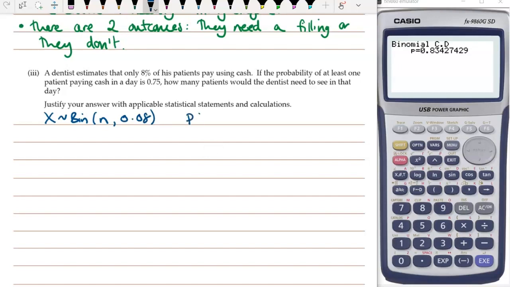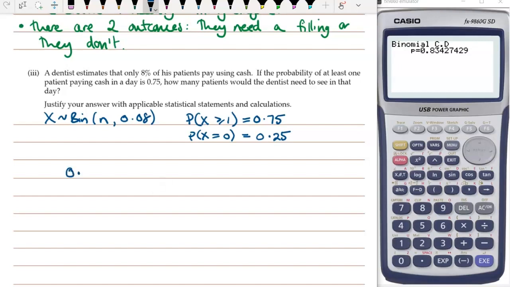He wants the probability that X is at least one of them, so greater than or equal to 1, has got to be 0.75. Now, if we're doing this inverse stuff to work out n, what we actually need to use is the probability that x equals 0, so that's the reverse of this. So if the at least one using cash is 0.75, then none of them using cash is the opposite. It'd be 0.25.